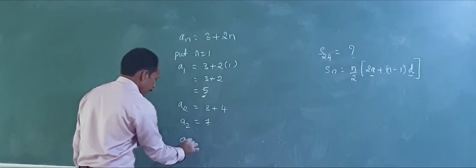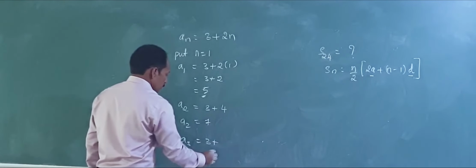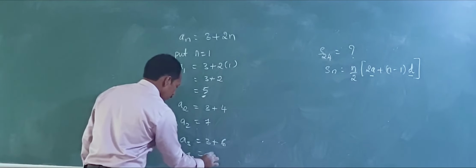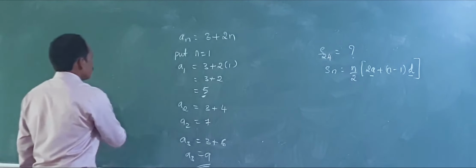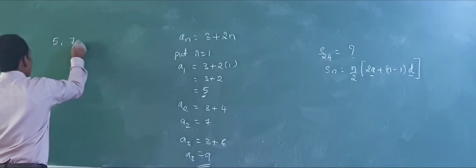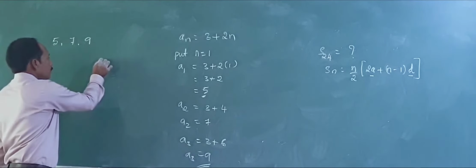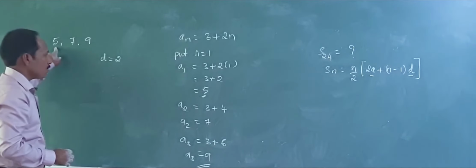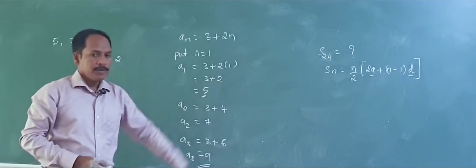So a3 will be, again you put n equals 3, so 3 plus 6, 3 plus 6 is 9. So a3 is 9. We got the first term 5, second term 7 and 9. So definitely this is going to form an arithmetic progression, and the difference is 2. So d is 2. 7 minus 5 is 2, 9 minus 7 is 2. So we got d, we got a, we have to find n.